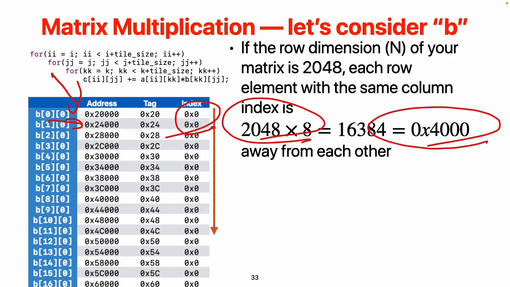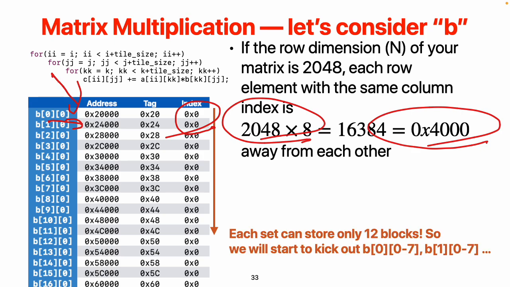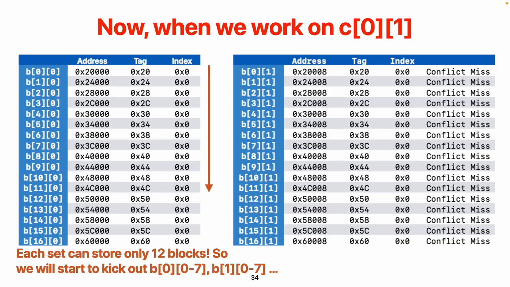If you keep going, what happens here? In the first column, everything is at the same index. We only have 12 ways for this processor. Most processors have fewer than 16 ways. What does that mean? If you set your tile size to 32, you will see a lot of conflict misses when you access the next column.